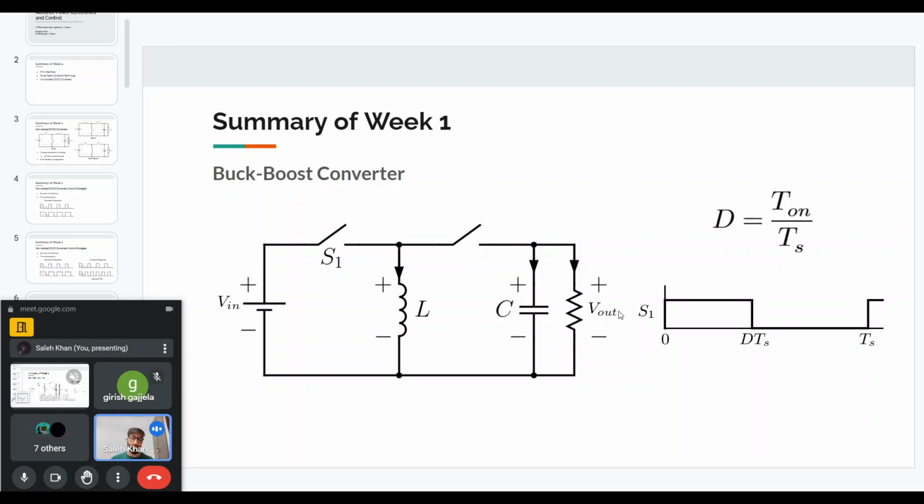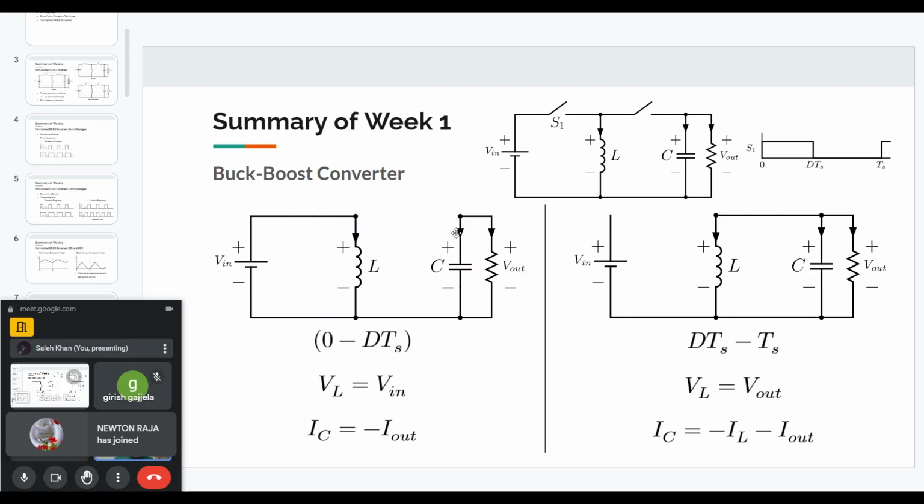Now I can basically divide my time into two sections. One section is from 0 to DTS. DTS is just the on time, right? If I want to find out T on, that will just be equal to D into the time TS. So from 0 to DTS time, I will have one circuit because S1 will be on and the other switch will be off. And from DTS to TS, I will have another circuit because S1 will be off and the other switch will be on. So let's just see what those circuits will look like.